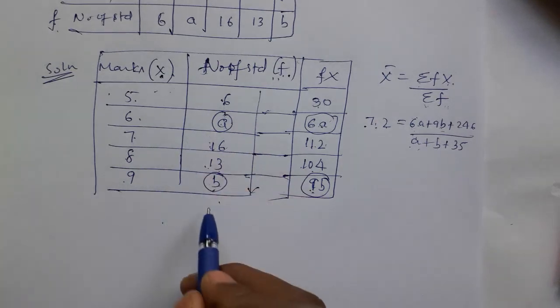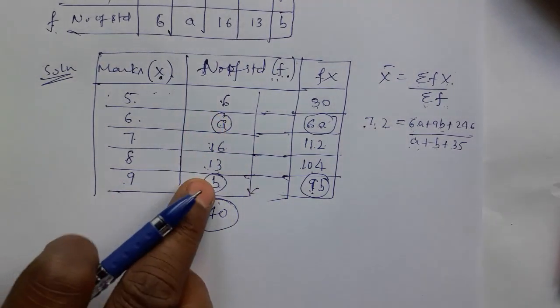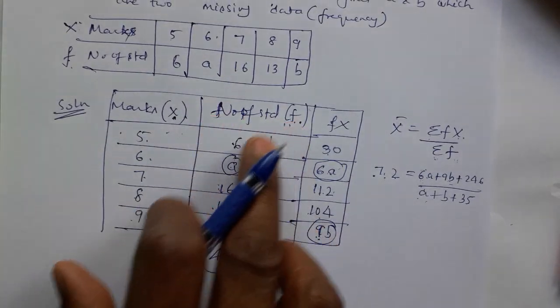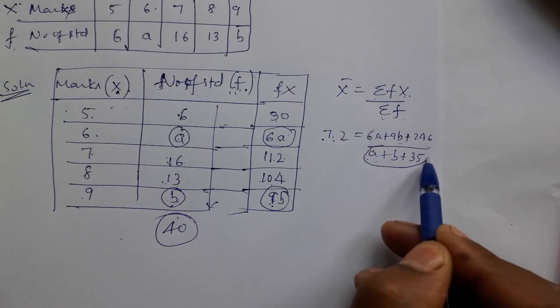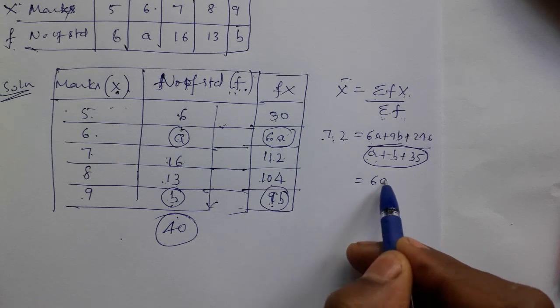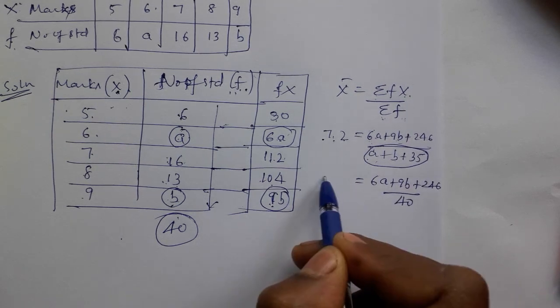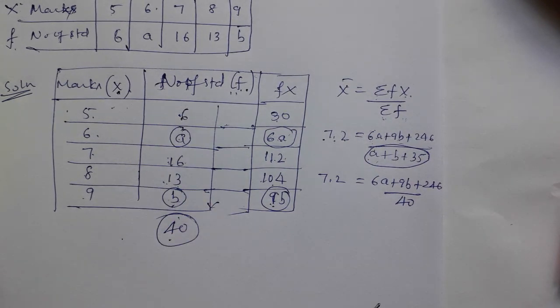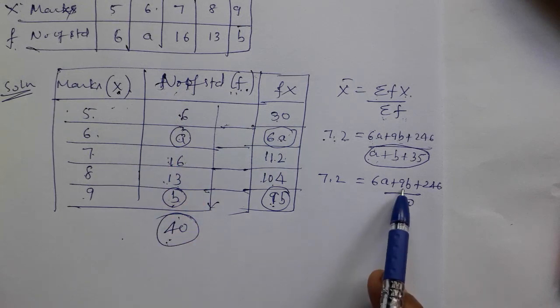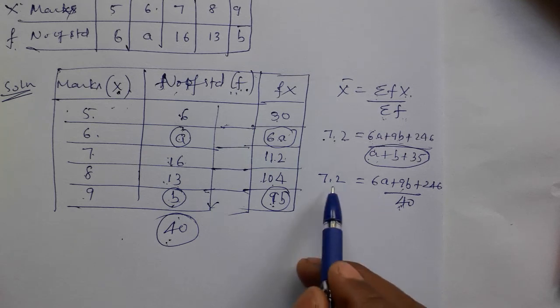That means all this added becomes 40. They told already. Though a and b are unknown here, they have given one clue, that the total number of students is 40. That means we can take this a plus b plus 35 directly as 40. So because here the total number of students is given as 40, the total f is 40. Now 40 into 7.2 we will multiply.